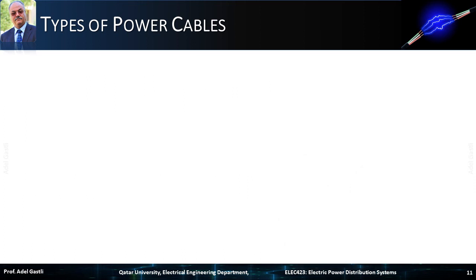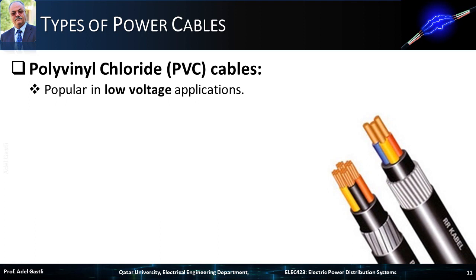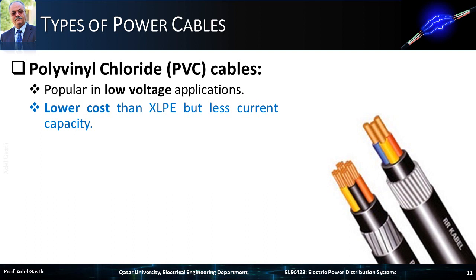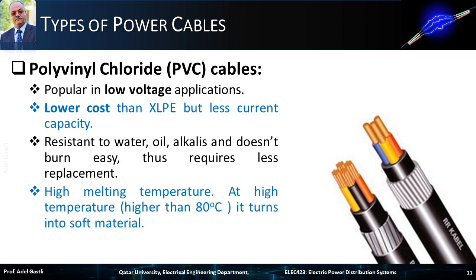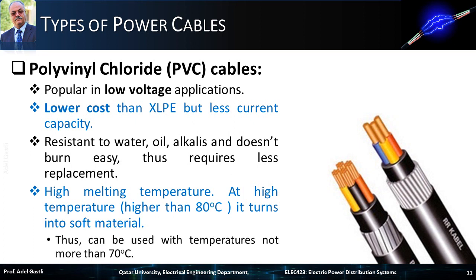On the other hand, PVC cables are more popular in low voltage applications. They are used in most of buildings' electric wiring installations. They have lower cost than XLPE cables, but less current capacity. They are more resistant to water, oil, alkalis, and don't burn easily, thus requiring less replacement. They have a high melting temperature. At high temperature, higher than 80 degrees Celsius, it turns into a soft material. Thus, PVC cables can be used with temperatures not exceeding 70 degrees Celsius.